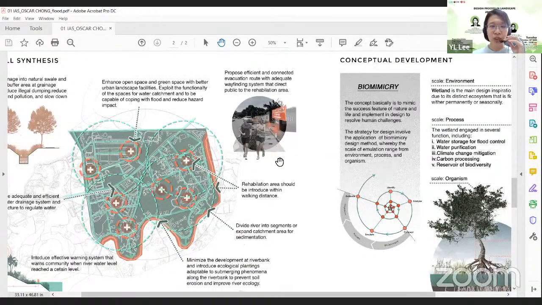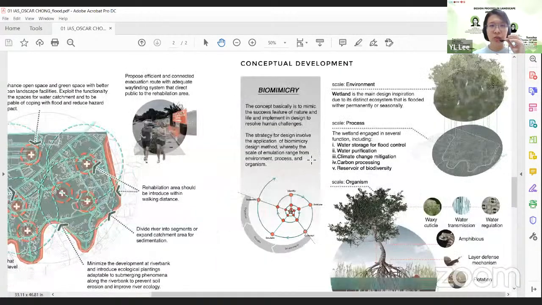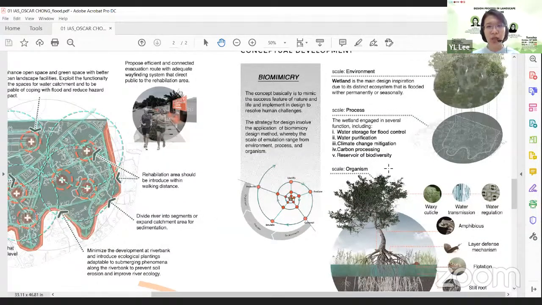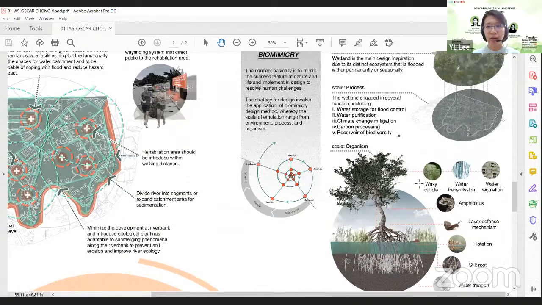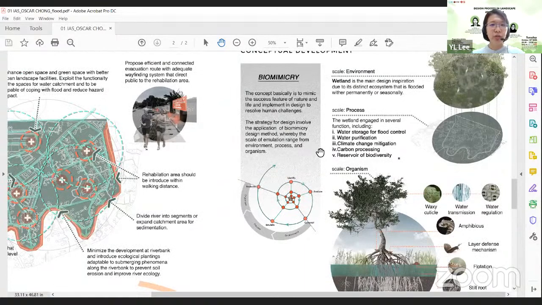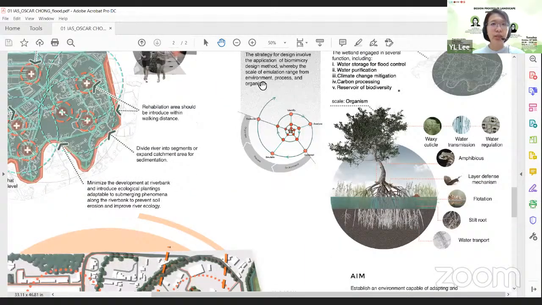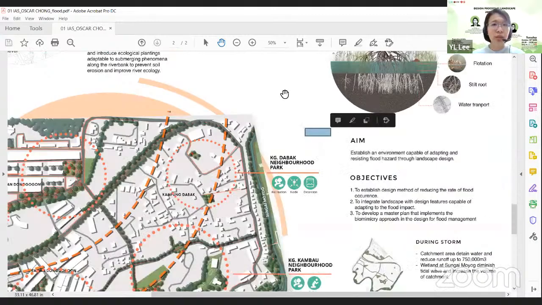So this student studied a theory on biomimicry, mimicking nature and bringing it back to the town. He used the idea of the mangrove tree, because the mangrove tree is good at absorbing water. So he mimicked the tree's idea and put it in his design. So basically, you can see this is the conceptual map.